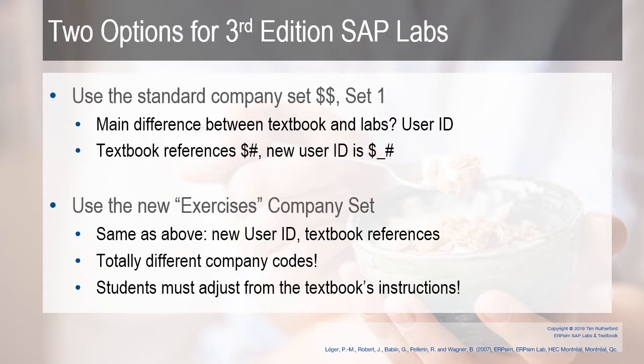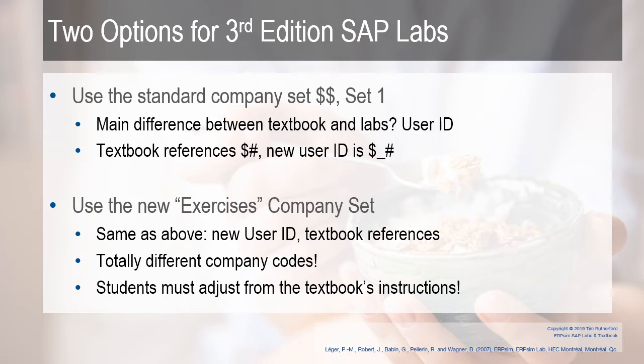Your instructor has two different options, three options, for the third edition of the SAP Labs, making them work in fall 2020. One is to use the standard company set, which I'm going to show you, and if you haven't looked at the textbook yet, you might not know what this means, but the standard company set is set 1, and it's $. This is the way ERPsim has been for years. Since I started using it, this is how it's been.